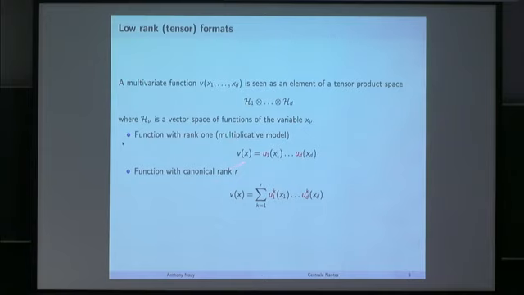So a function with rank 1 is simply a function which is a product of functions of univariate variables. So here you recognize the multiplicative model that I have presented before. A function with canonical rank R, as was presented by Lars already this week, is a function that is a sum of R functions like this. Okay, so it can be interpreted as a sparse approximation in a dictionary of functions picked in the multiplicative models.